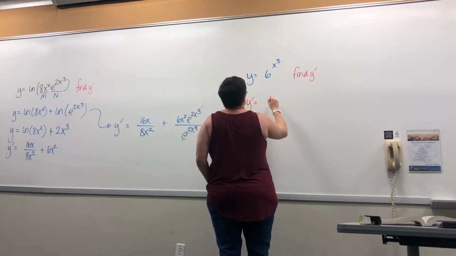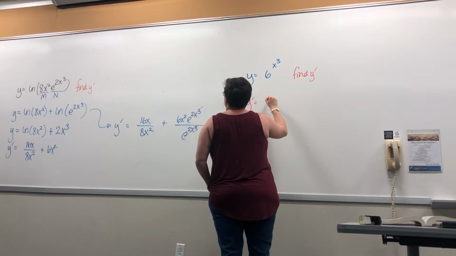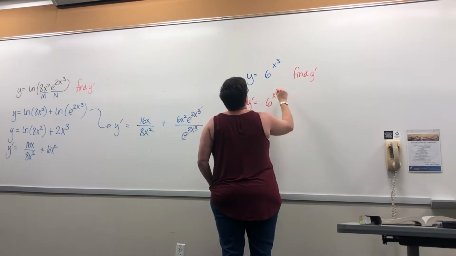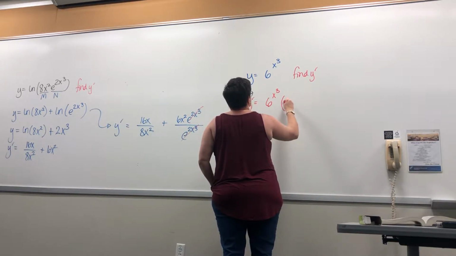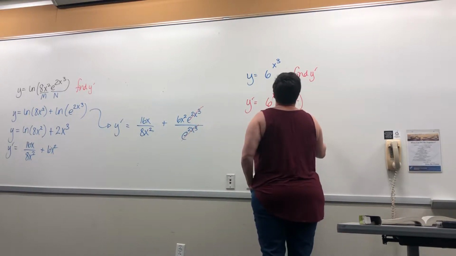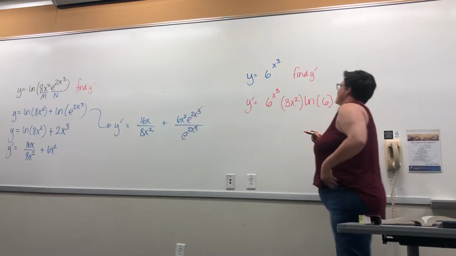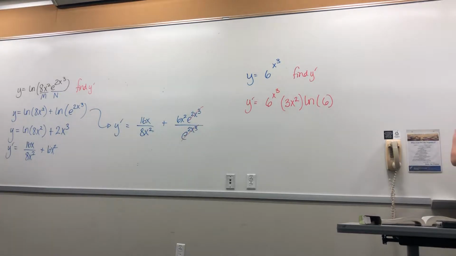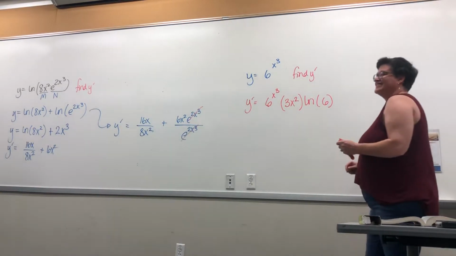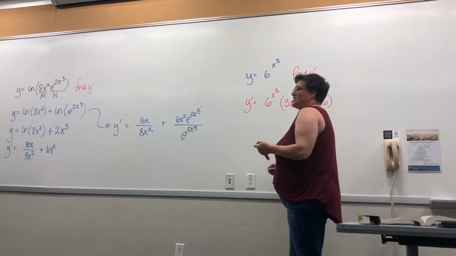So x to the third. No, 6 to the x. 6 to the x cubed times the derivative of the exponent times the natural log of the base. It's all there.